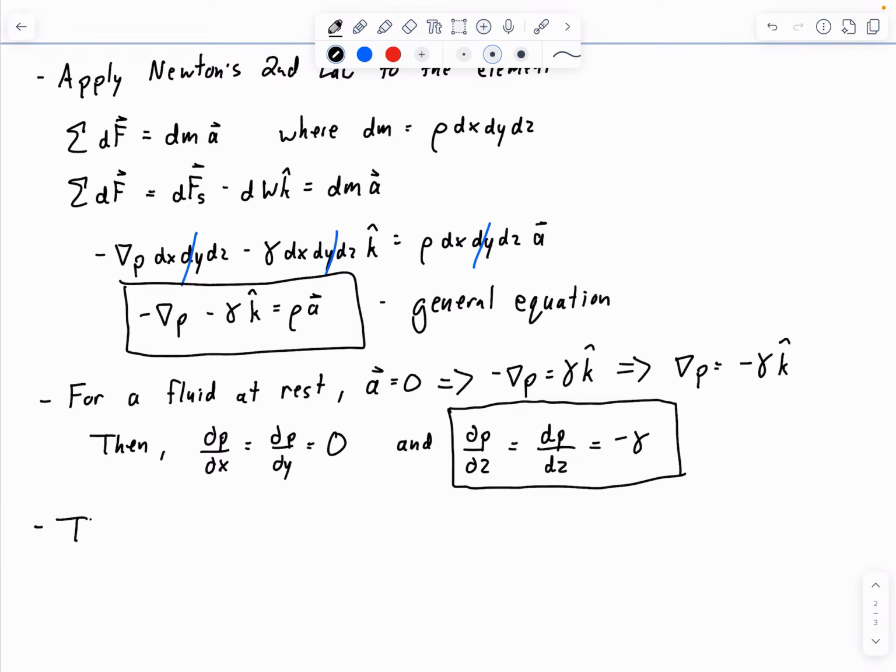This is the basic pressure-height relationship of fluid mechanics.